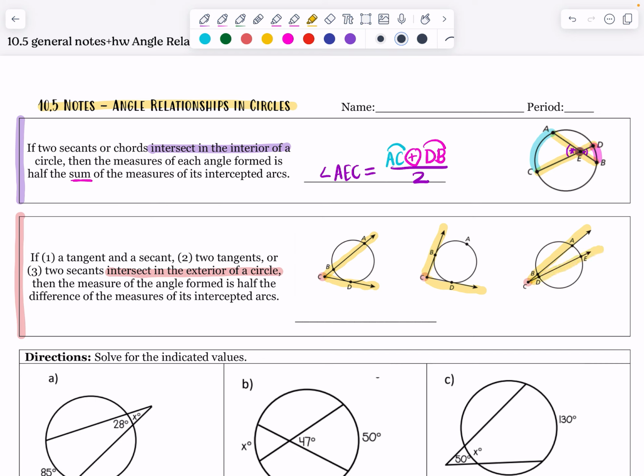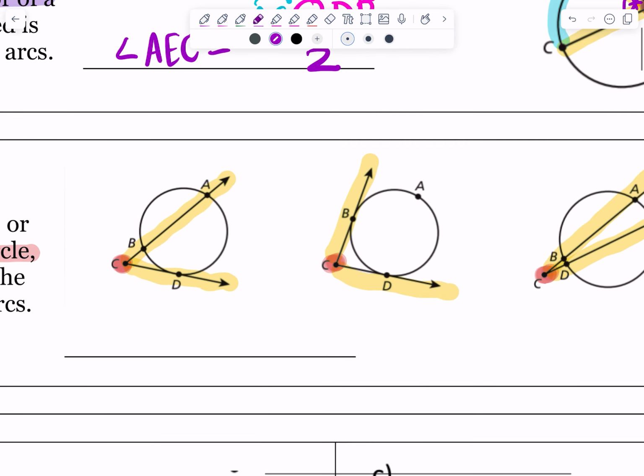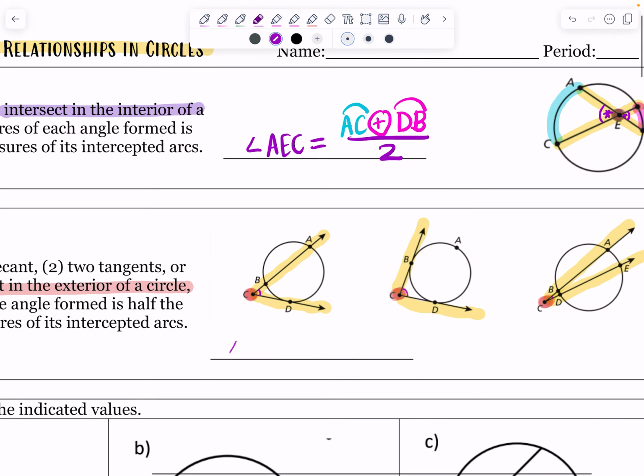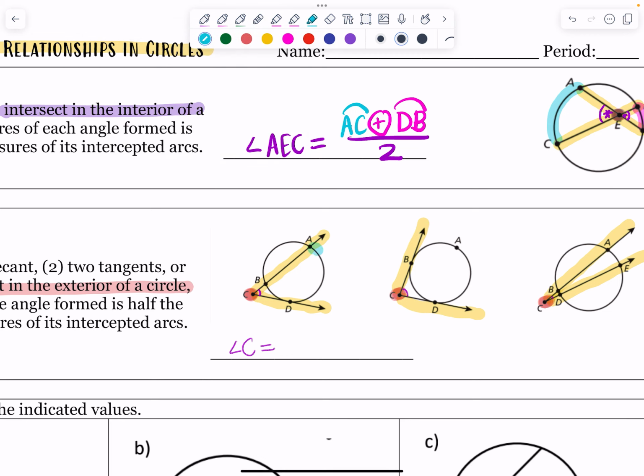If you have any of these three situations where they intersect in the exterior of a circle, meaning that point of intersection is at point C on the outside of a circle, then the measure of the angle formed is half the difference. So the key word that changed here is now the word difference of the measures of its intercepted arcs. So how do I find this angle? This angle right here, angle C, every single time, you're going to say that angle C is going to be equal to the bigger intercepted arc, which in this picture would be A to D, minus the smaller, divided by 2. So blue minus pink divided by 2.